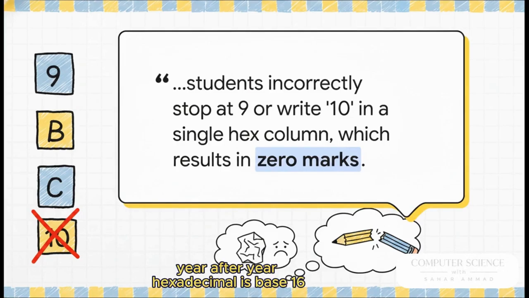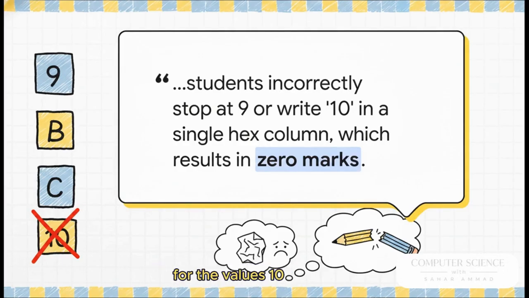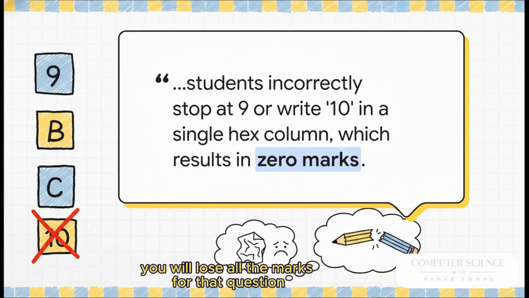Hexadecimal is base 16. That means it uses the digits 0 through 9, and then it uses the letters A through F for the values 10 all the way to 15. So if your calculation gives you a 12, the answer is C, not 12. If you write 10 or 11 in a hex column, you will lose all the marks for that question. It's a simple rule to remember.